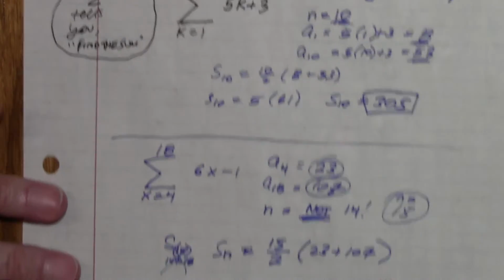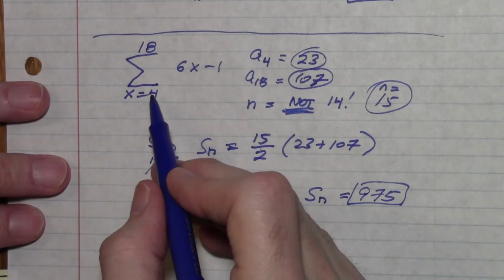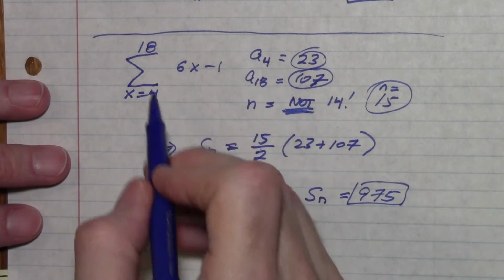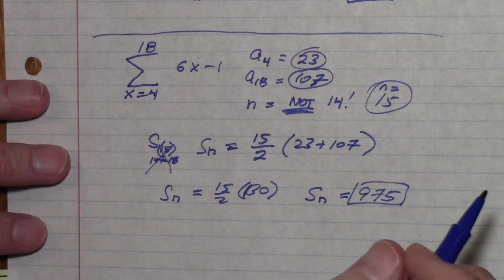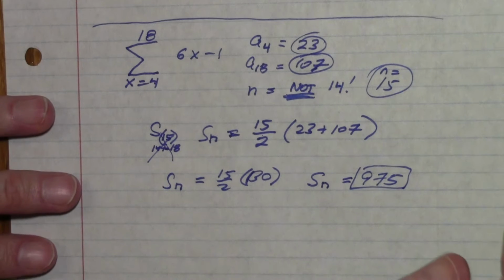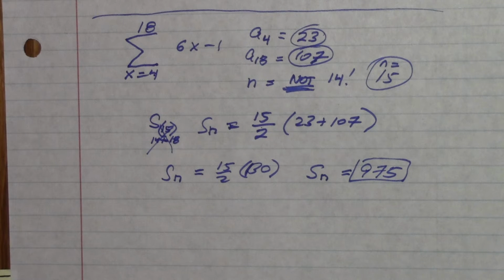So these two problems are the same, except that you're starting with the 4th term, and that means you have to be careful of how many actual terms there are here. Otherwise, it's still done the same way as the other problem that was there.